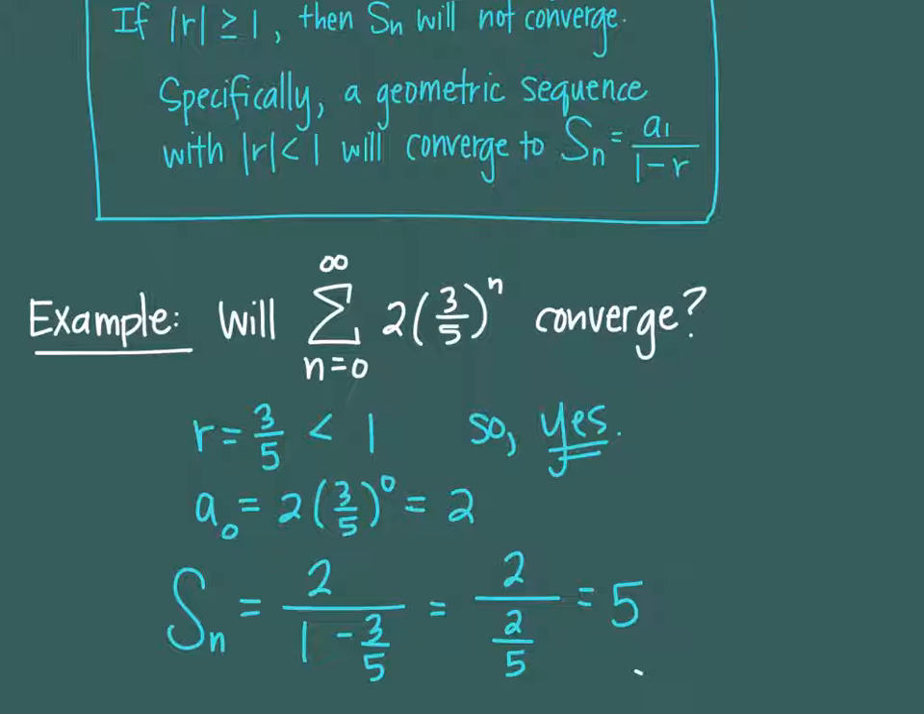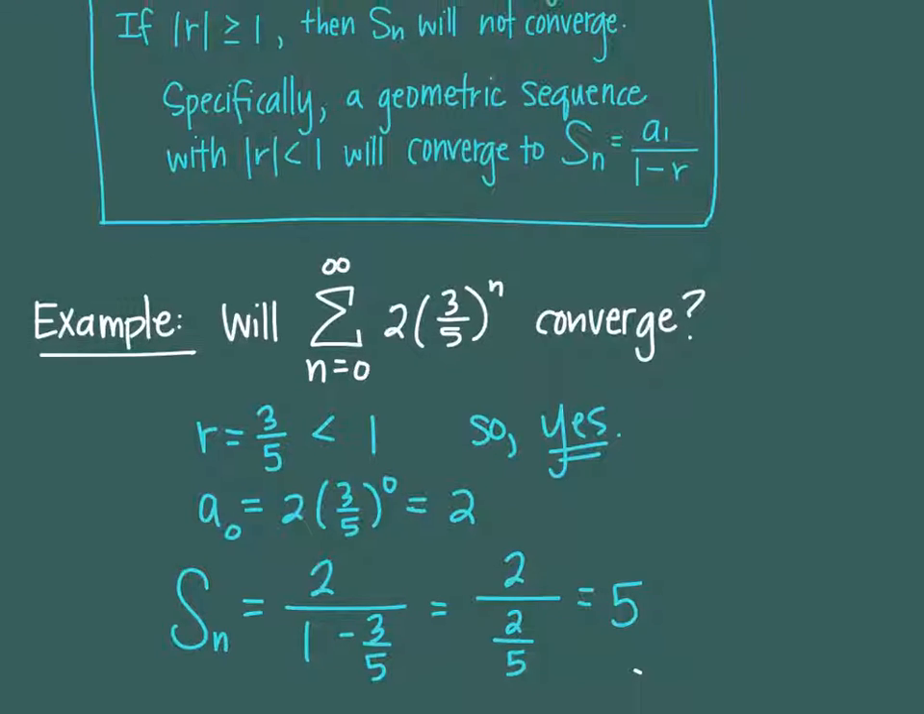And so that basically means if you found infinitely many distinct terms of the sequence and kept adding them all to each other, you'd be approaching the number 5 as a sum. You'll never be more than 5. Okay, will you ever get to 5? No. But you'll get close and you'll never exceed 5.